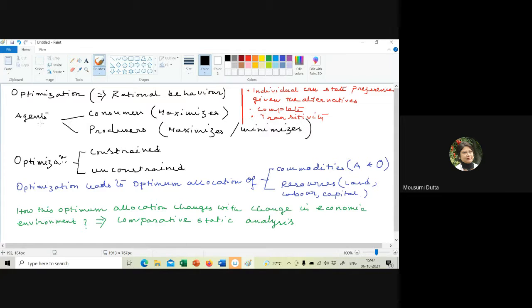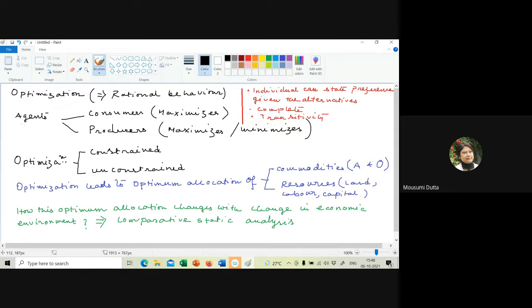Then I talked about broadly two types of economic agents. There are different types of agents in an economy. However, to begin with, our focus will be on two types of agents. One is consumers, those who are revealing the demand, and producers, those who will sell something. So these are the group who will always demand something, and this is the group who will always cater something, sell something, supply something.